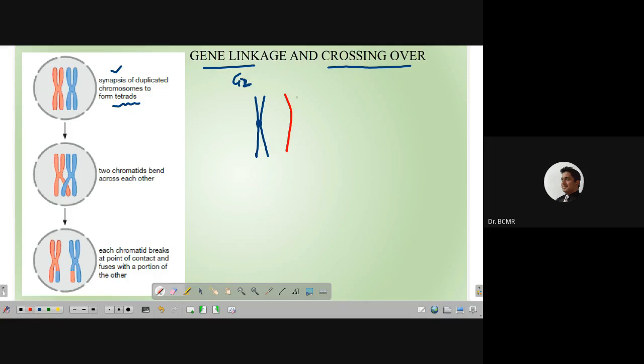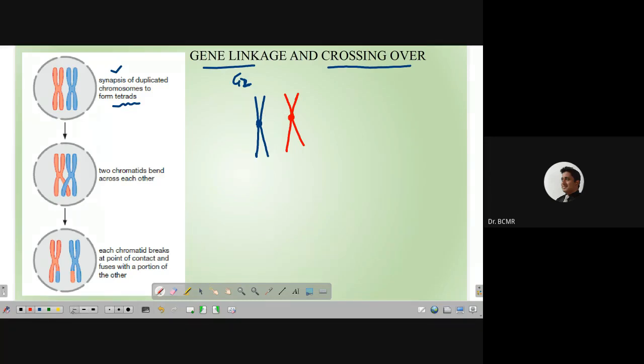Homologous chromosome. When I say homologous, what does that mean? It has the same genes on either of them. There could be a little bit of differences or mutations, but otherwise the gene sequence and the nucleotide sequence are almost similar. So here are two homologous chromosomes I have drawn, and these two come and pair together.